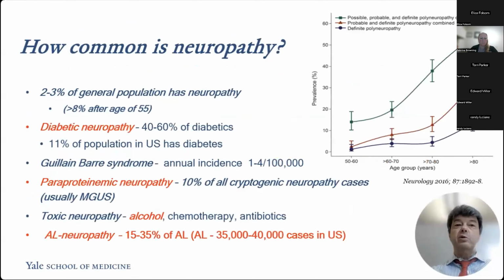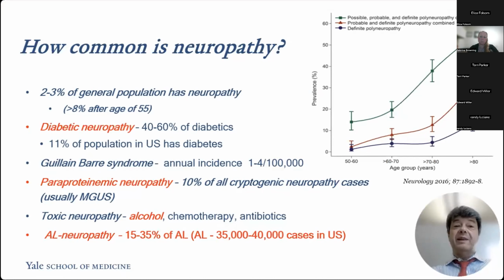In the general population, 2 to 3% of all people have neuropathy, and it becomes much more common as we age. It has been estimated that around 8 to 10% of people after the age of 55 will develop neuropathy. In the Western world, the most common cause of neuropathy is diabetes, which affects more than half of all diabetics. 10% of all patients with neuropathy of unknown cause will also have monoclonal protein in their blood, and this condition is usually not associated with any hematologic disorders and is then called monoclonal gammopathy of unknown significance.